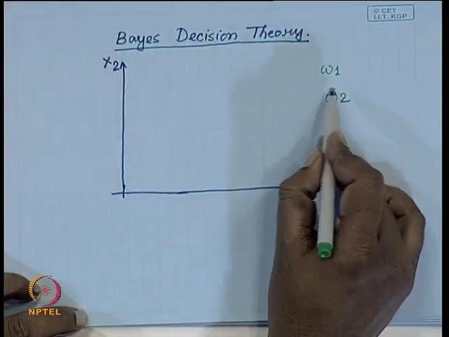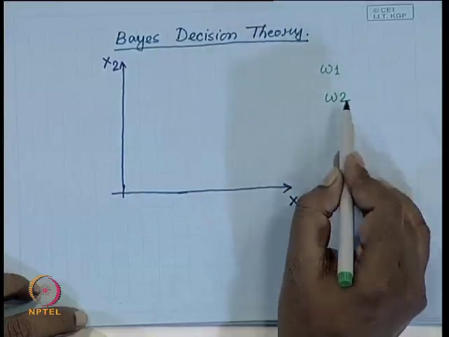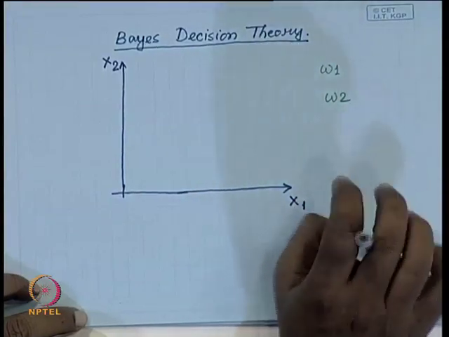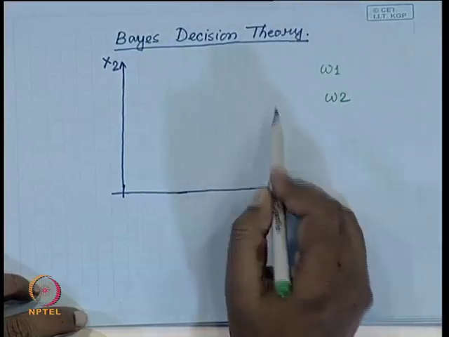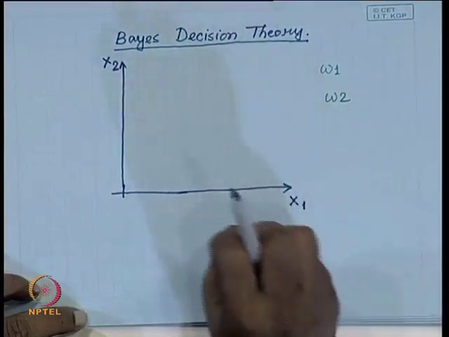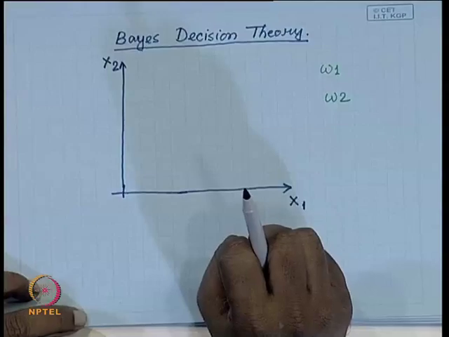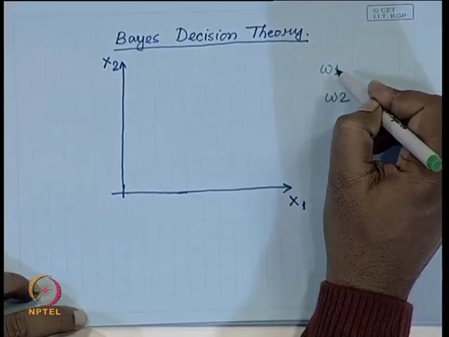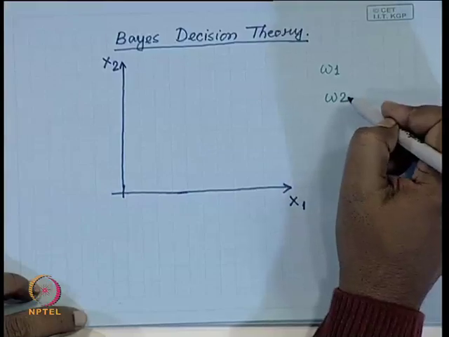Similarly, the patterns which are taken from this particular class omega 2, those will also be mapped to points in this two dimensional feature space, where these 2 points will also be very close to each other. Whereas, the points corresponding to the patterns from class omega 1 and the points corresponding to the patterns from class omega 2 are likely to be wide apart.